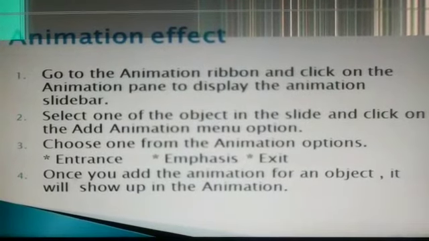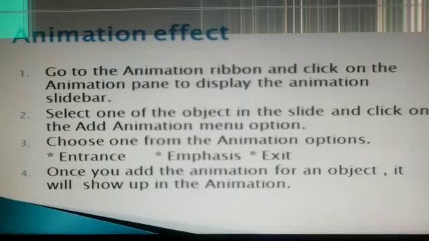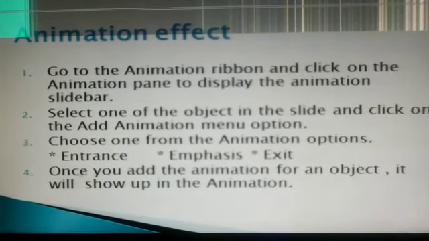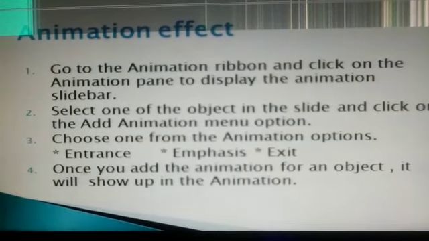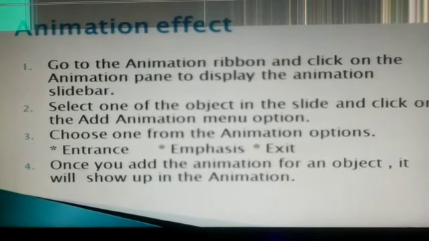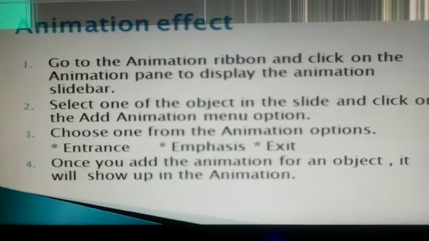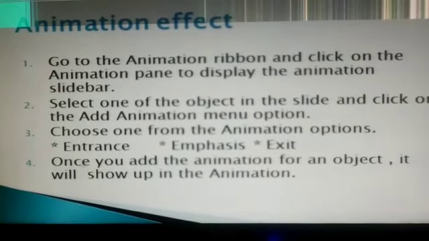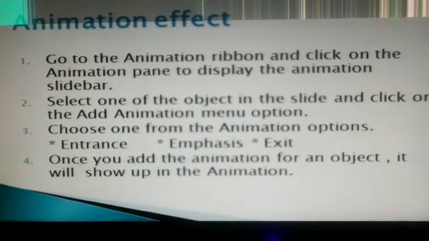Following are the steps to apply this animation effect. Go to the Animation ribbon and click on the Animation Pane to display the animation side bar. Then select one of the objects in the slide and click on the Add Animation menu option. Then choose one from the animation options.